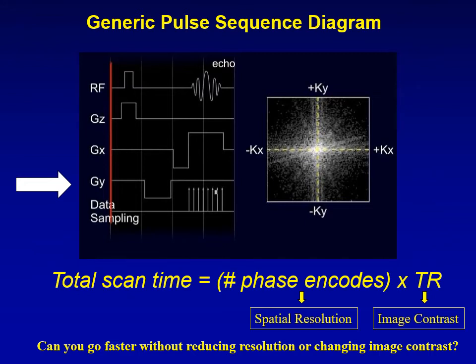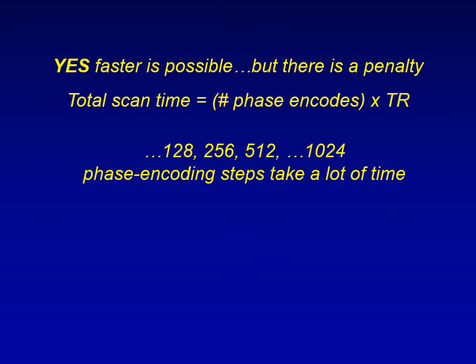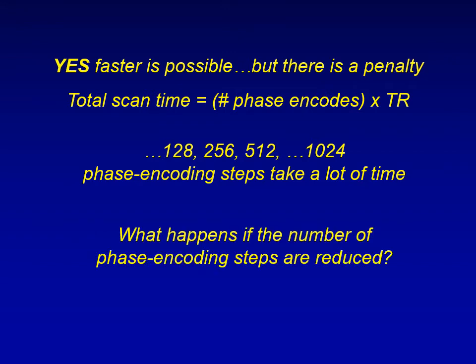Can you go faster without reducing spatial resolution or changing image contrast? The answer is yes, faster is possible, but there is a penalty. There always seems to be a penalty of some type with MRI. Remember that total scan time is equal to the number of phase encoding steps multiplied by the repetition time, which is the time between these steps. So if you want to acquire 128, 256, 512, or even sometimes 1,024 phase encoding steps, it's going to take a long time. What happens if the number of phase encoding steps is reduced?